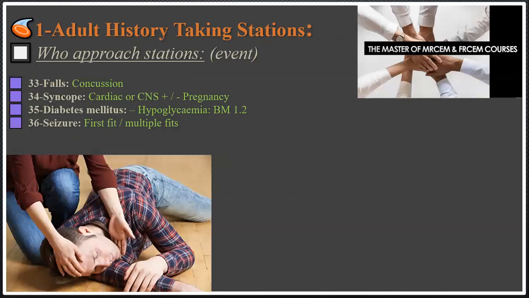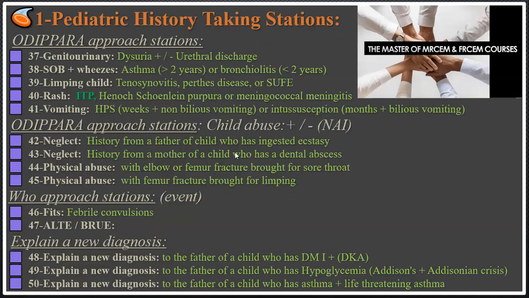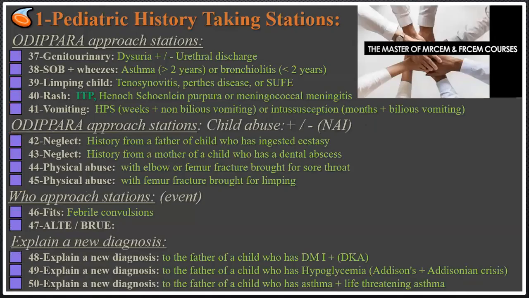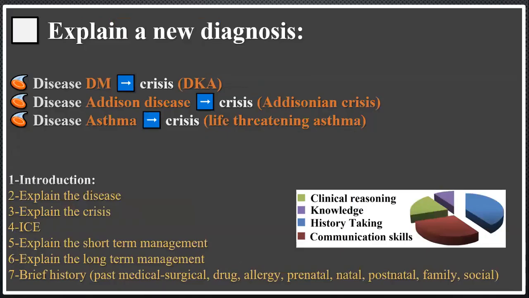And of course, the approach if it is a child will be different. You will add prenatal, natal, postnatal, if pediatric, and developmental, after that immunization. Here, for explaining a new diagnosis, you reverse the approach of history taking. So you can explain the disease, explain the crisis, ICE, explain the short-term management, long-term management, and then brief history, but without presenting complaint. Don't waste time in presenting complaint.